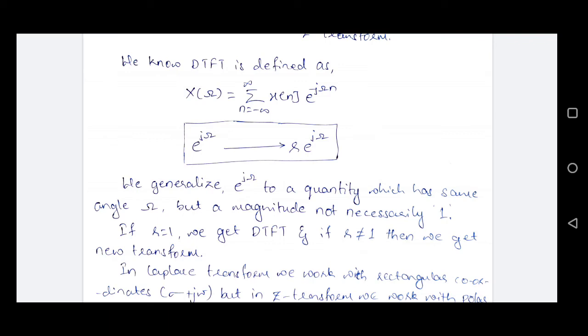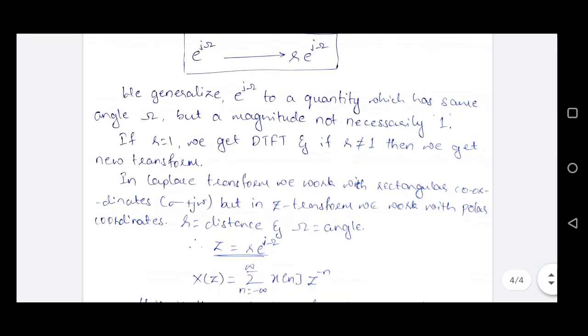e to the power j omega will be generalized to a quantity of the same angle. The exponential is e to the power j omega itself, but the magnitude is taken as r, which is some arbitrary value that is not necessarily equal to 1. That means if r is equal to 1, we'll get the discrete time Fourier transform. If r is not equal to 1, we'll get a new transform, and that new transform is nothing but the Z transform.